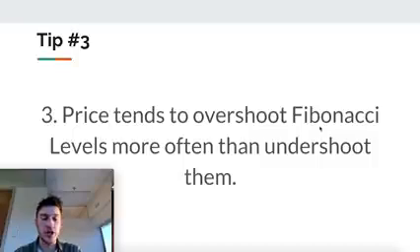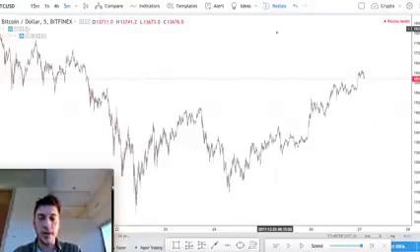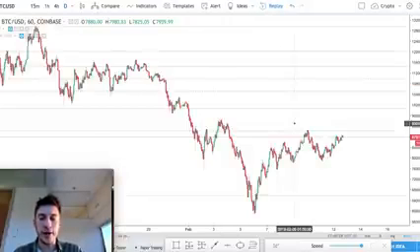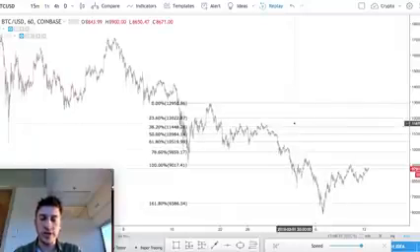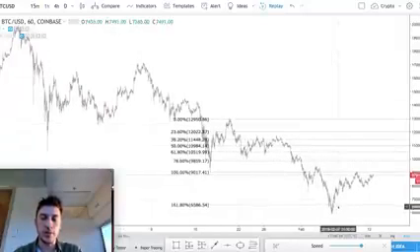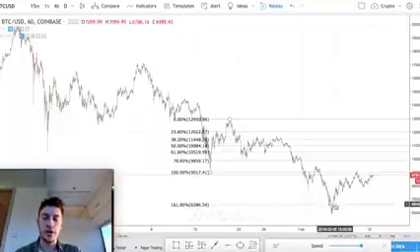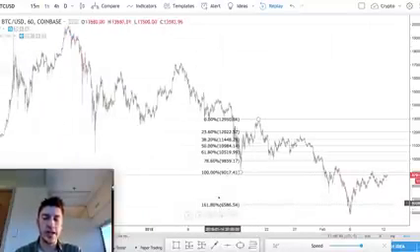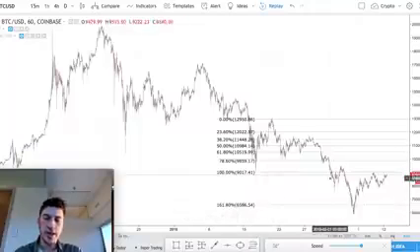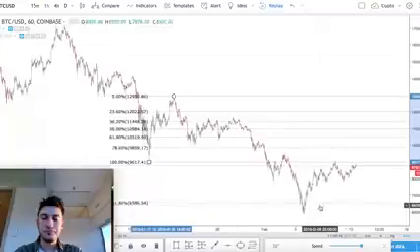inefficiency in Fibonacci trading. So more often than not, Fibonacci levels, and especially on a lower time frame, are not undershooting a 61.8 or a 1.618, but actually typically moving a little bit beyond it, as you can see right here. This is a 161.8, a very strong market indicator for a reversal. And the market actually just moves a little bit past it. That happens a lot, as you can see there.